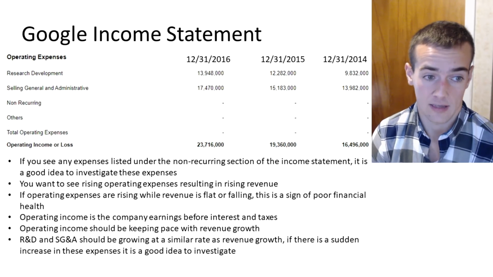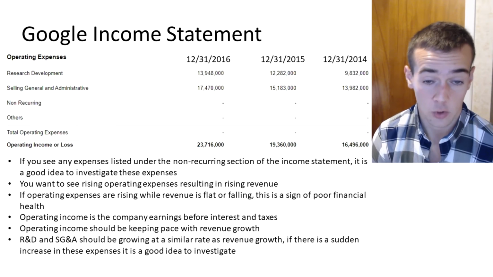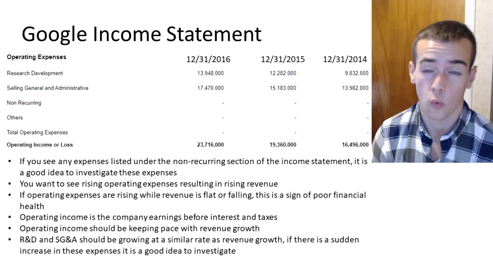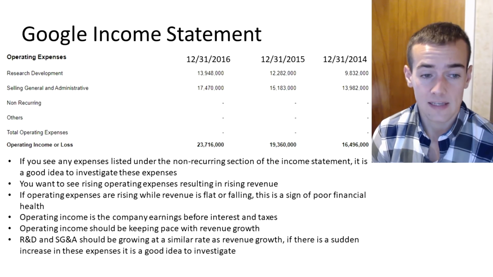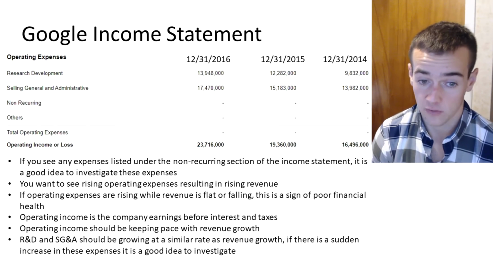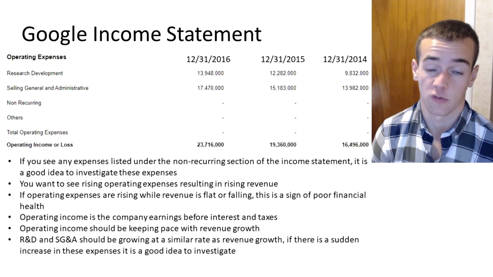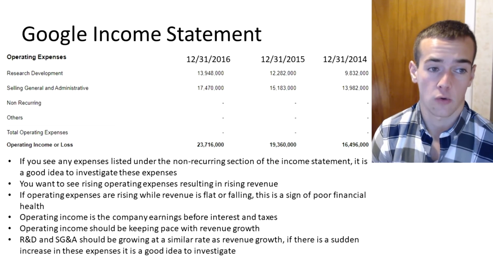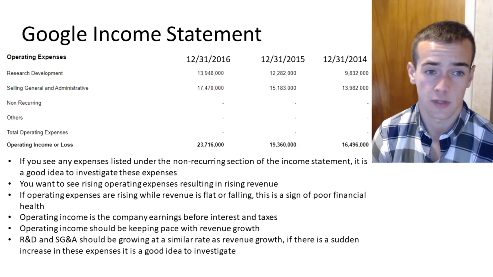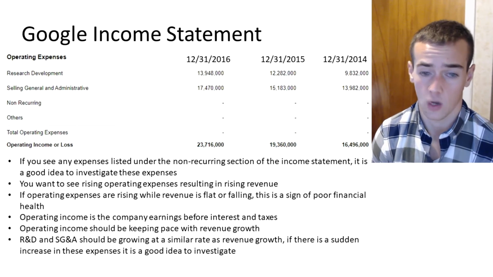So first thing you want to look at is those non-recurring expenses. If you see any expenses listed under the non-recurring section of the income statement, it is a good idea to investigate these expenses and find out what they are. The biggest thing you want to see is rising operating expenses resulting in rising revenue. Because if operating expenses are rising while revenue is flat or falling, this is a sign of poor financial health. And as we already saw on the operating income, we are seeing healthy, rising revenue. So that's a good indicator that the expenses are under control and they are reasonable.